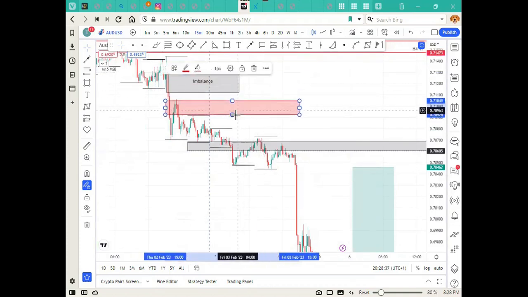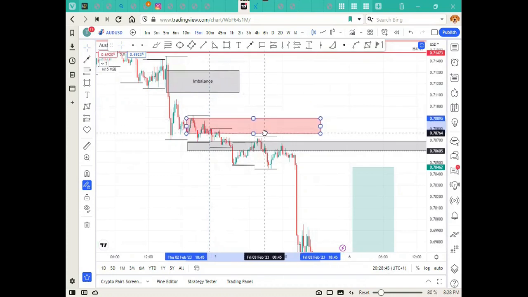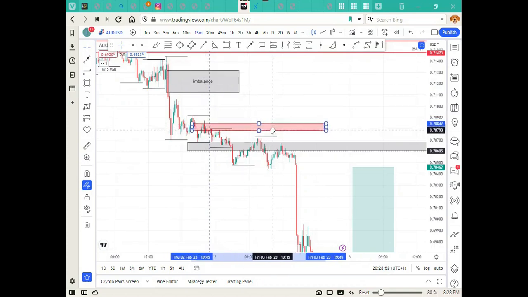Let us find out the current efficiency the market needs to fulfill. So this green candle has fulfilled the efficiency over here. So let us go to this red candle. This red candle fulfilled the efficiency over here. The next candle.